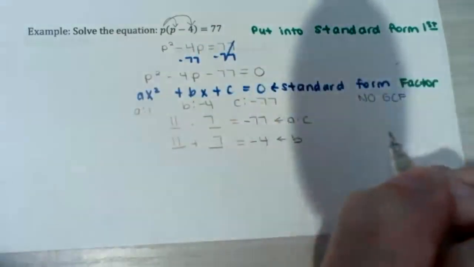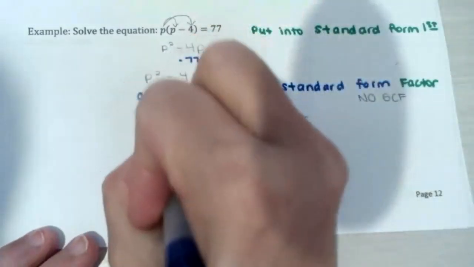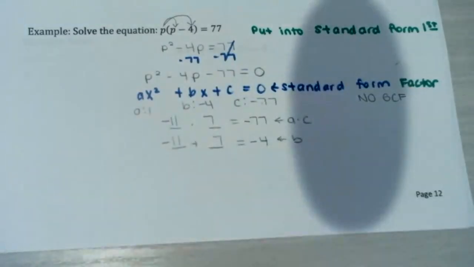In order to multiply together to give us negative 77, we know one's positive, one's negative. In order to add together to give me negative 4, we know the bigger number must be negative. So 11 is bigger than 7, so 11 should be negative. So negative 11 times positive 7 is negative 77. Negative 11 plus 7 is negative 4.